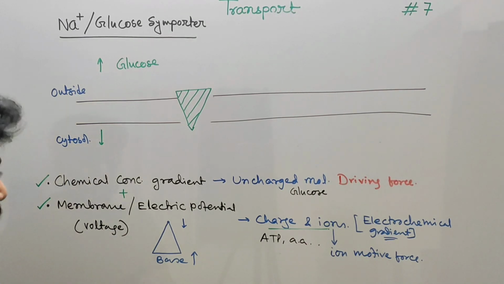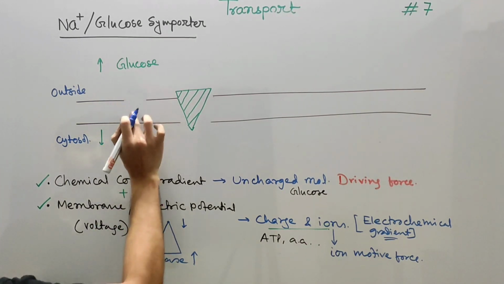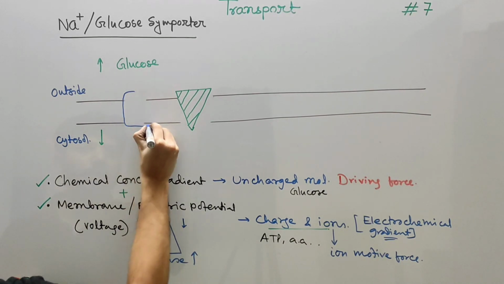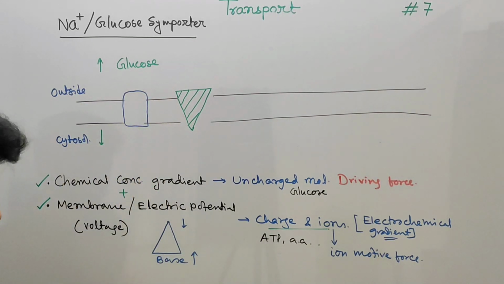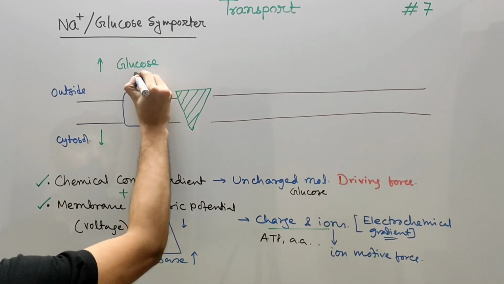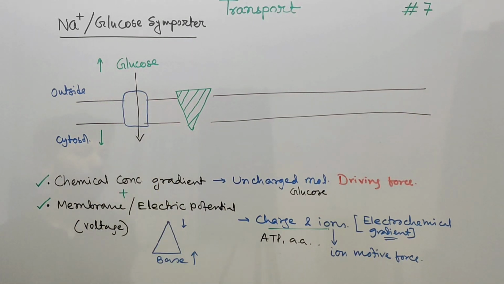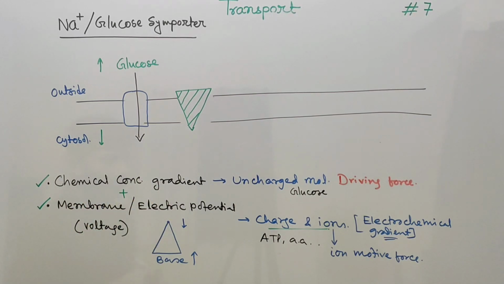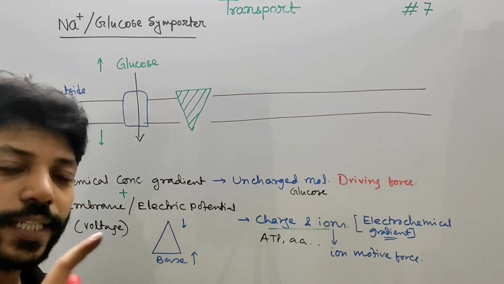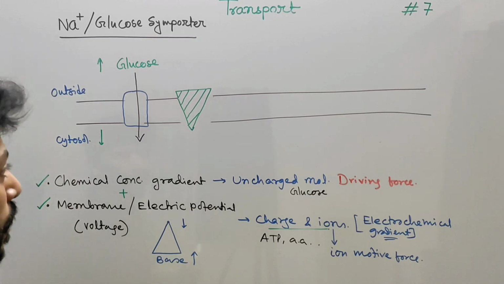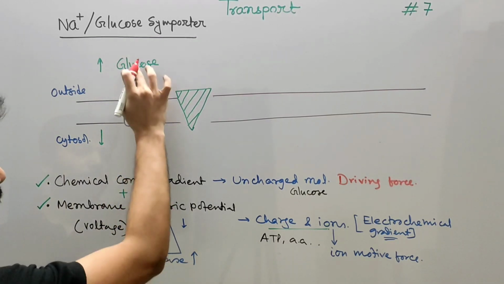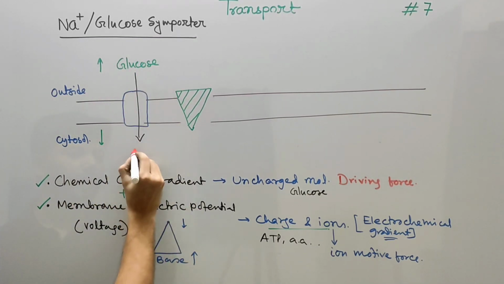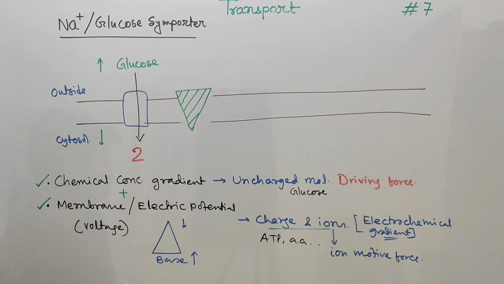Suppose this is the GLUT proteins. I have already mentioned that through the GLUT proteins, glucose actually moves from higher to lower concentration. So here, glucose will move from higher to lower concentrations. And here, this chemical concentration gradient gives the driving force. Let's put some number. Suppose this driving force of chemical concentration gradient is 2 for glucose.